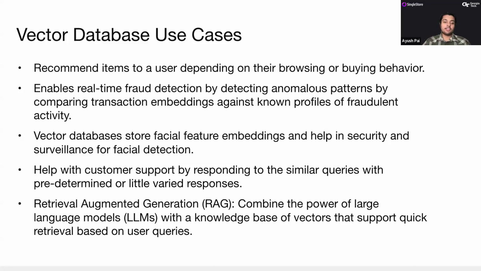And that's where retrieval augmented generation comes in as well, which combines the power of the large language models that we're seeing today, such as GPT, Gemini, etc., with a knowledge base of vectors that supports quick retrieval based on user queries. So for example, you have a user who queries about a recent news event. As we all know, ChatGPT and a lot of these large language models are base models, and they don't have access to live data. They're trained, say, 6 months ago, and that's where their news cutoff is. Everything that happened after that, it has no idea about.